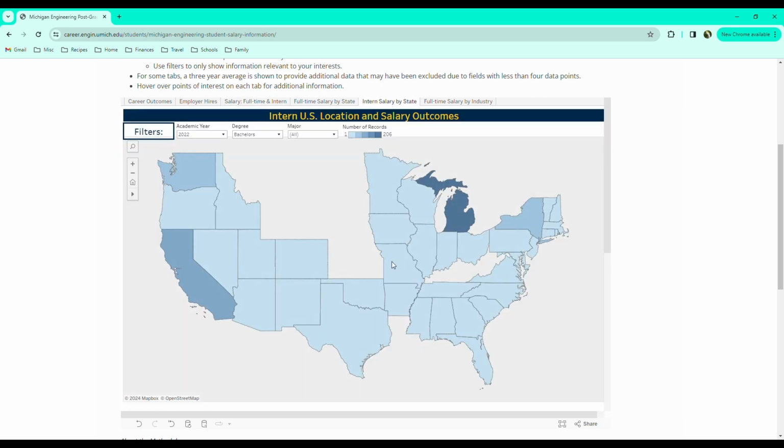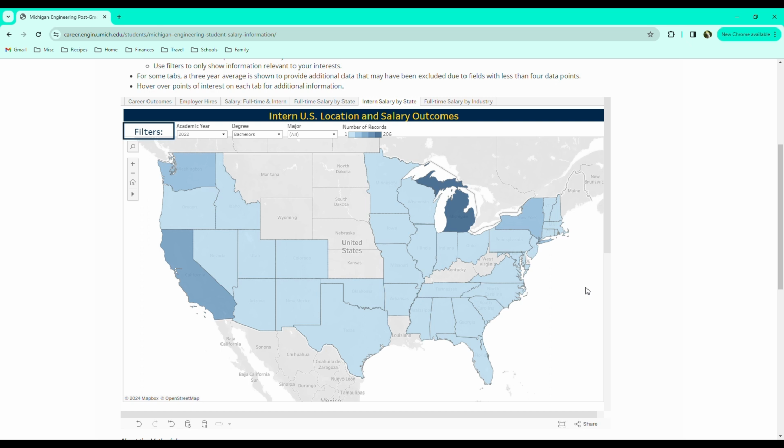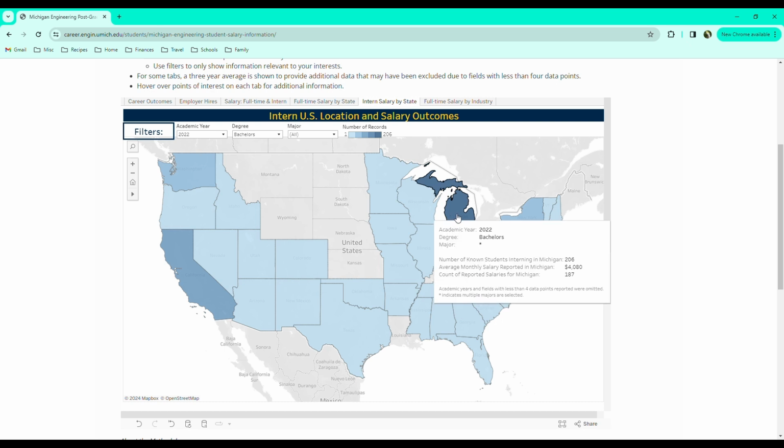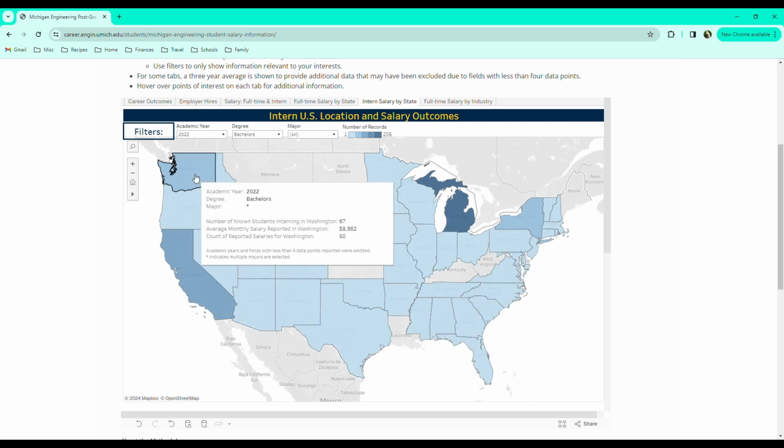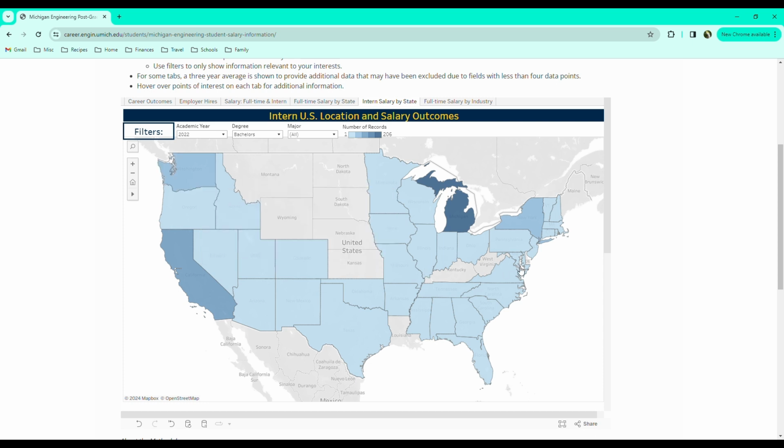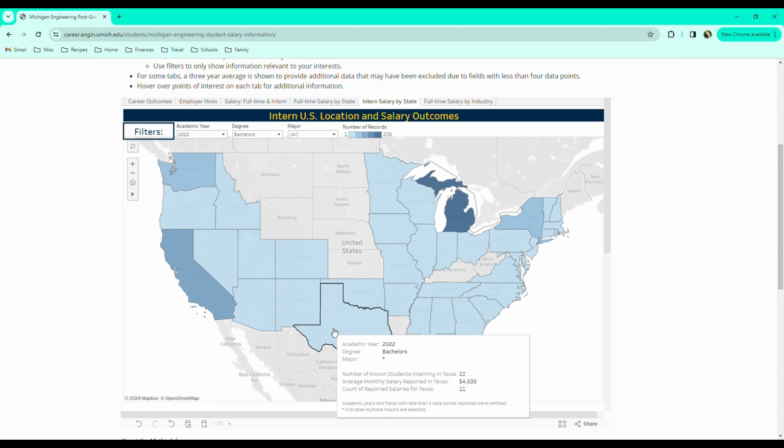Okay, and then we're going to go to the state data for interns. Again, we saw in the full-time graduate data that University of Michigan graduates are in demand everywhere, in the US at least. And so we see pretty similar things with the intern data. So in 2022, we had 206 staying in Michigan for interns, 120 going to California, 67 for Washington, New York was 51, and then lots and lots and lots of different states with interns or co-ops going to those places.